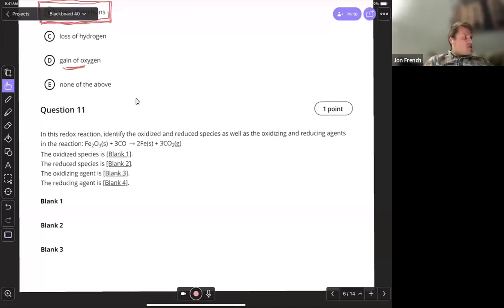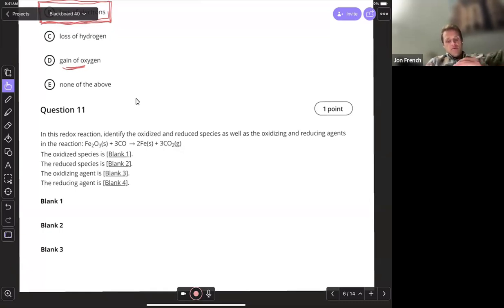Yeah, so question 11, we'll do question 11, 13, 14, 15 is our next group. Question 11: this redox reaction, identify the oxidized and reduced species as well as the oxidizing and reducing agents in this reaction. Got iron 3 oxide, reacts with carbon monoxide to make iron and carbon dioxide.